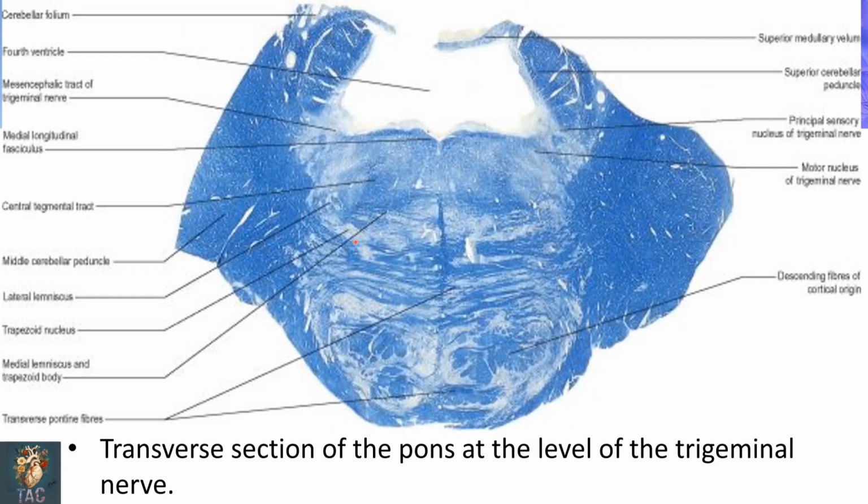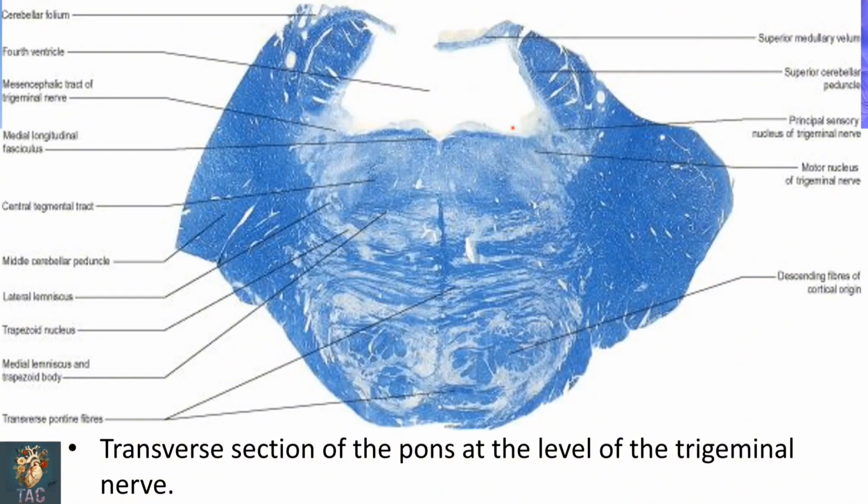This is the nucleus of the trapezoid body, the trapezoid nucleus. Here you can see the lateral lemniscus, and in between the medial and lateral lemniscus there will be the trigeminal lemniscus and the spinal lemniscus. This is the central tegmental tract, part of the reticular formation. Here you can see the medial longitudinal fasciculus in the median plane. Then you will see the fibers of the tectospinal and rubrospinal tracts.